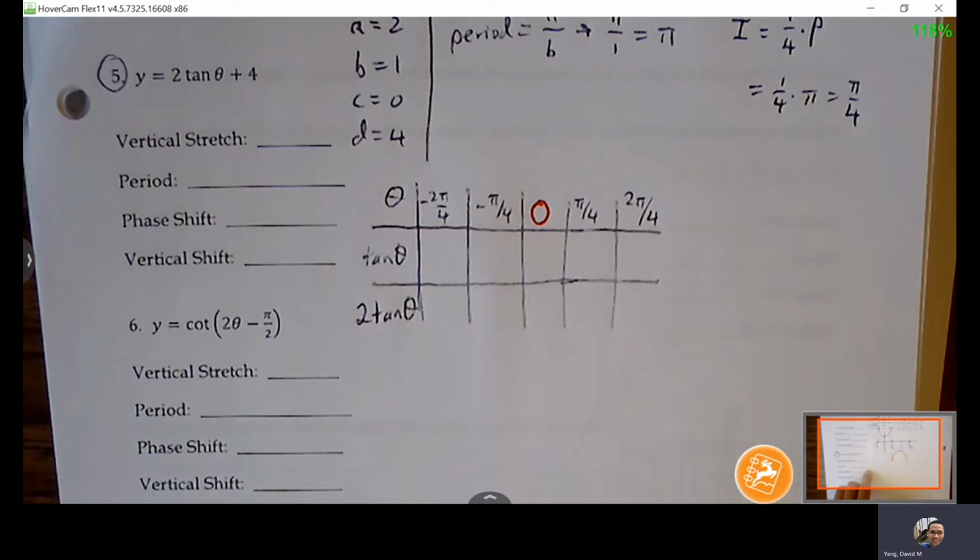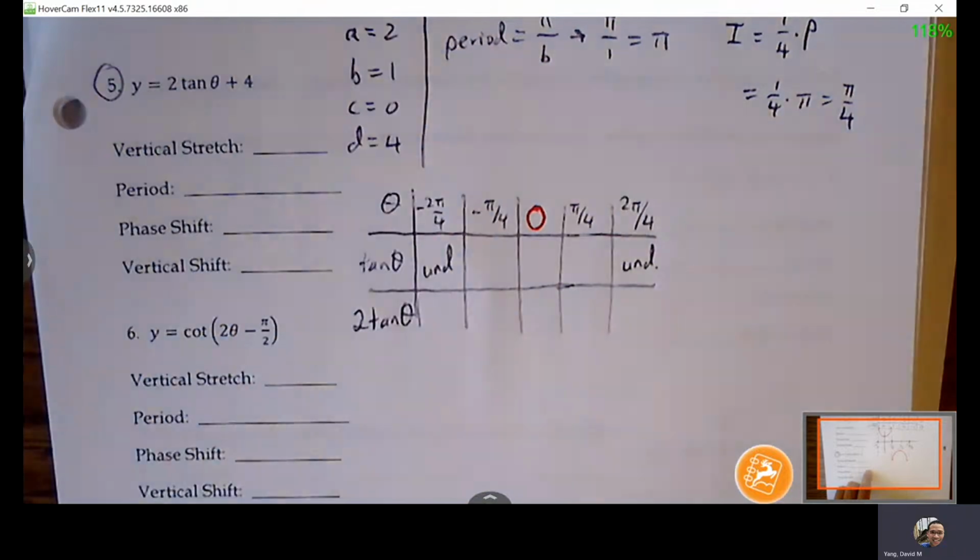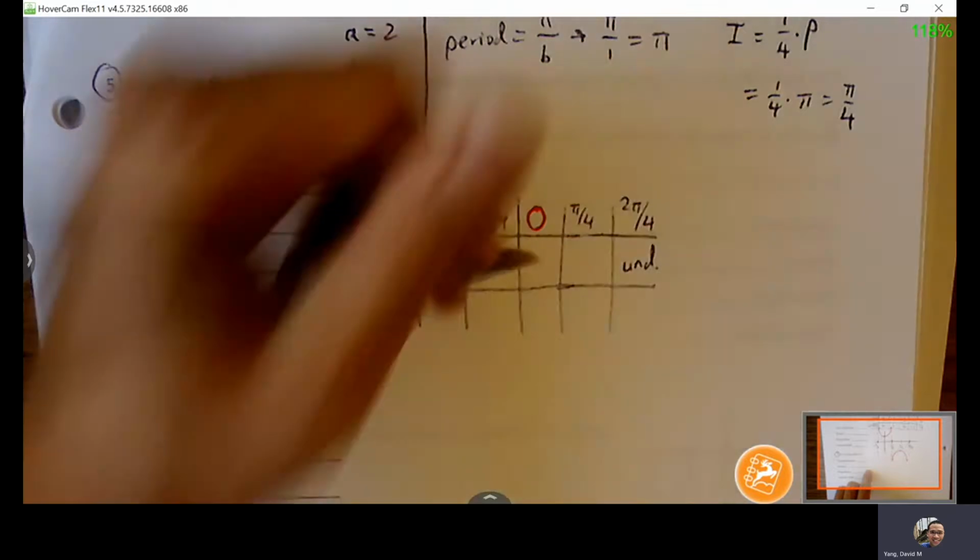Okay, so tangent has the pattern of asymptotes on either side. And tangent has a positive slope. So we start low and we move up.